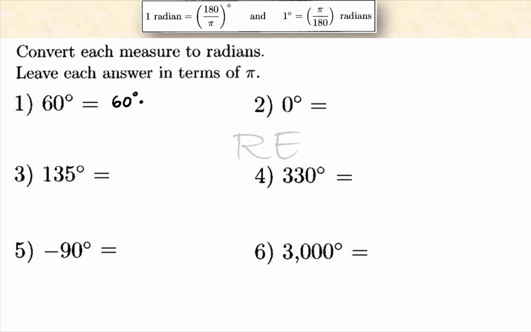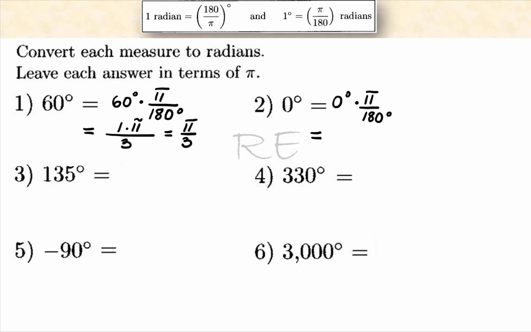Now, for 60 degrees, to convert to radians, it's going to be 60 multiplied by pi over 180 radians. 60 goes into itself once, into 180 three times. So it's equal to pi over 3 radians when we cross cancel. 0 degrees times pi over 180 degrees, 0 degrees is equal to 0 radians.